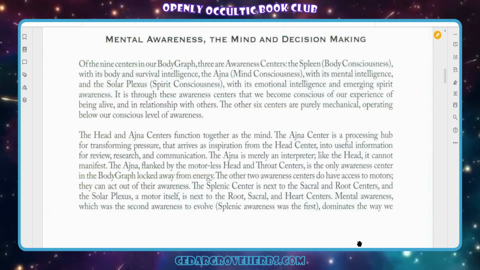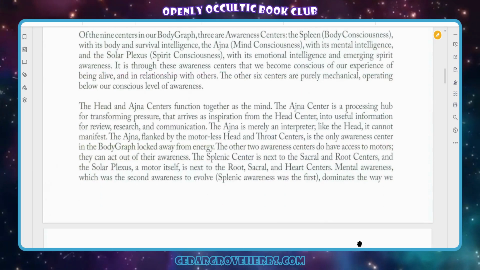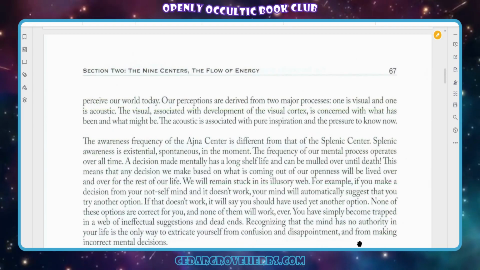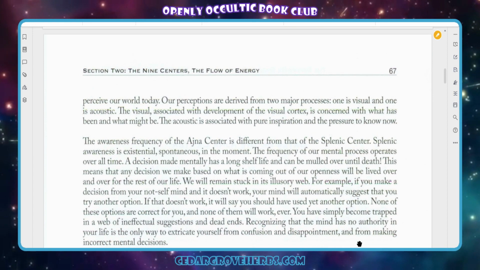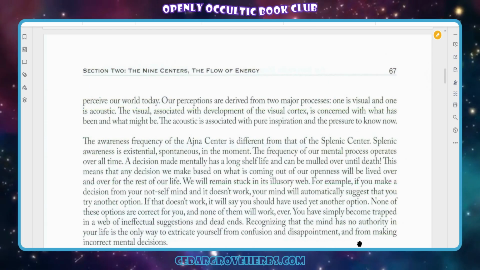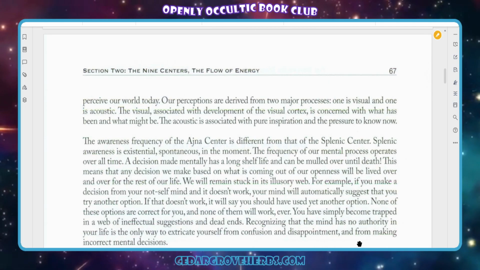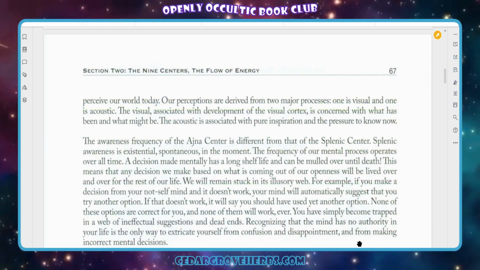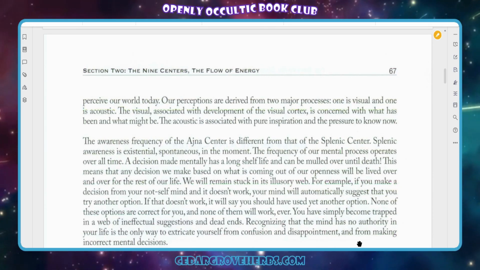Mental awareness, which was the second awareness to evolve, splenic awareness was the first, dominates the way that we perceive our world today. Our perceptions are derived from two major processes. One is visual and one is acoustic. The visual, associated with the development of the visual cortex, is concerned with what has been and what might be. The acoustic is associated with pure inspiration and the pressure to know now.